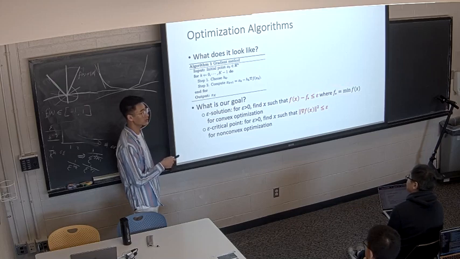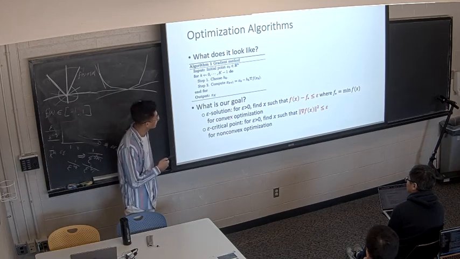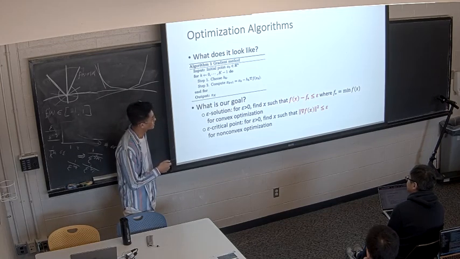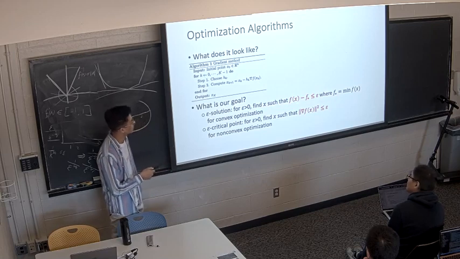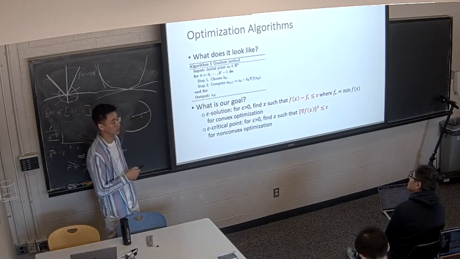Epsilon is a given tolerance. It can be 10 to the minus 6, 10 to the minus 8, some tolerance that you want. And the search point will satisfy this inequality. And this point x is called an epsilon solution. This is usually used for convex optimization.